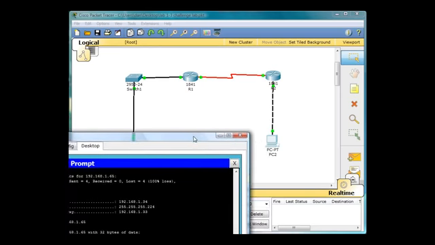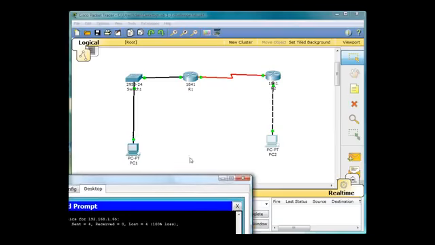So if we want to make this whole network work, all of these networks work, then we need to give router 2 a static route to reach this network over here, just like we gave router 1 a static route so it could reach this network over here. And that's it.